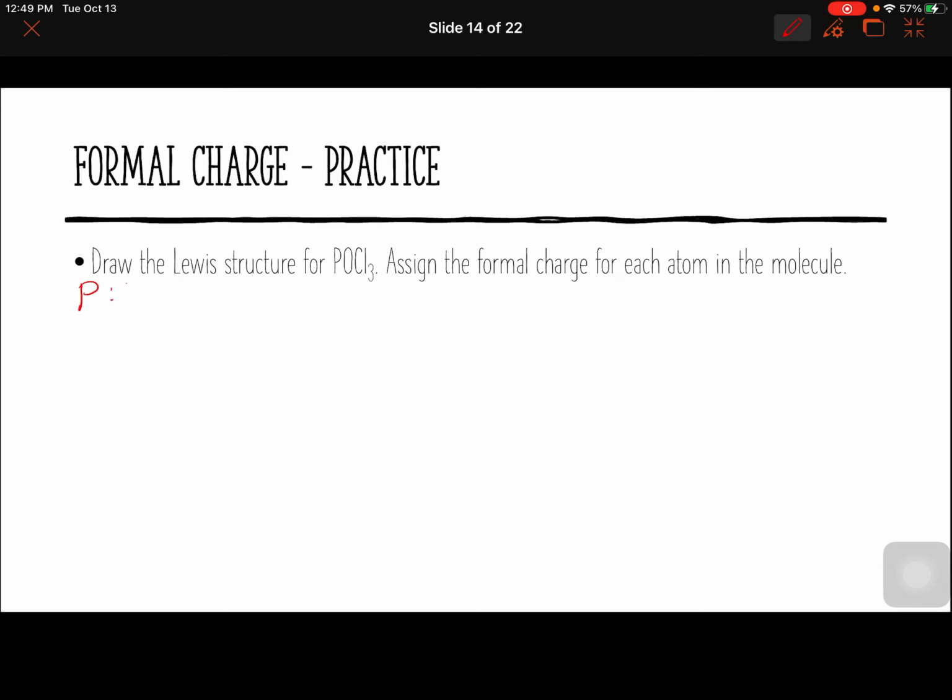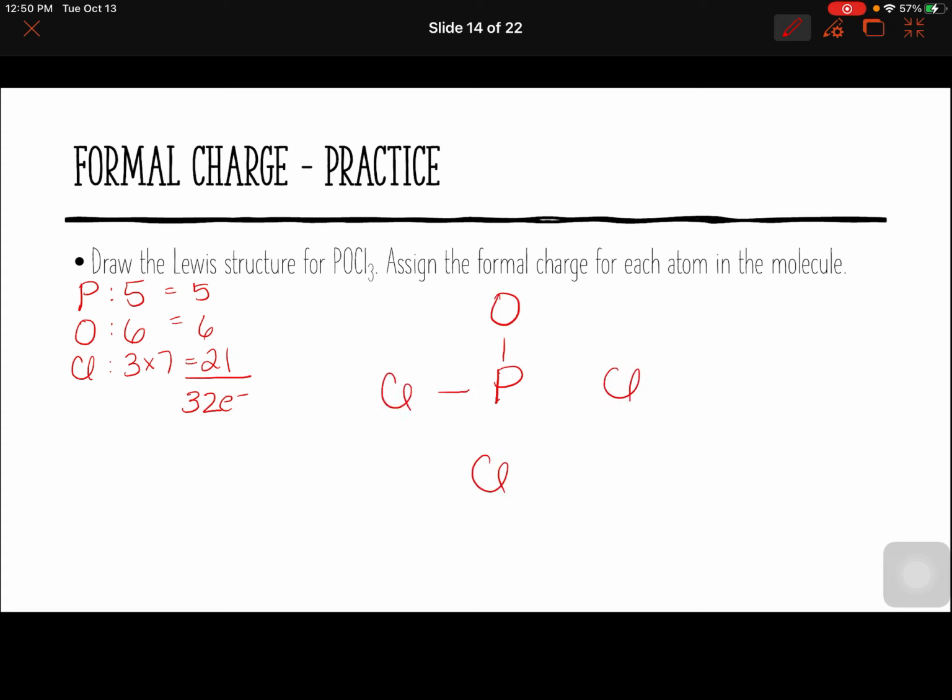Phosphorus has 5 valence electrons. Oxygen has 6 valence electrons. Each chlorine has 7 valence electrons. So we have 32 electrons that have to go into this picture. So we'll put phosphorus in the middle, and we'll just kind of box it in here. We start by drawing in our bonds.